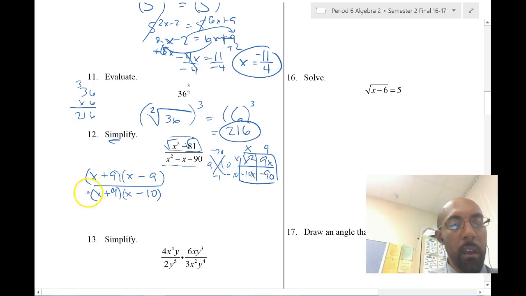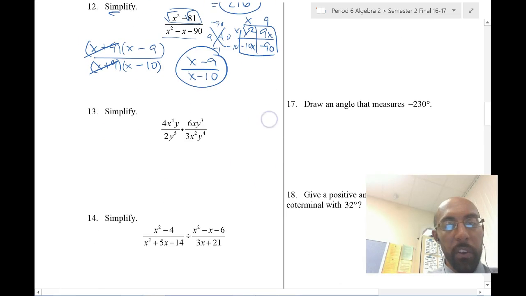All right, so anyways, now we're going to cancel out any like factors. Well, we have x plus 9, and that's it. So then our final answer is x minus 9 over x minus 10. Okay. Next one, simplifying again. Now we have multiplication in the middle. So what I'm going to do is multiply across.